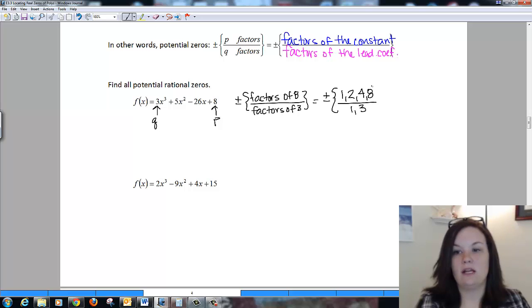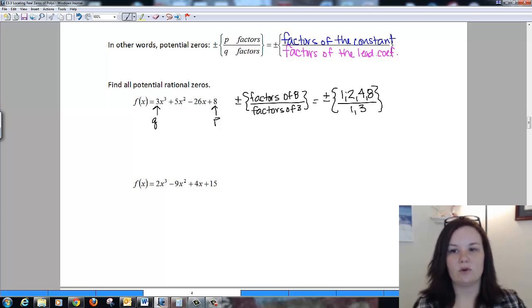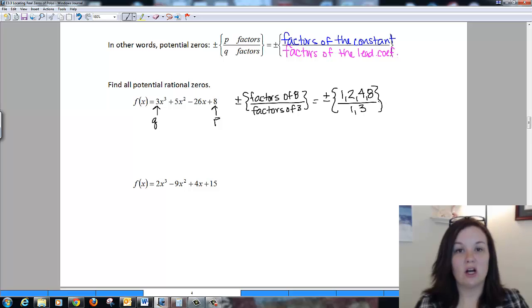1 goes into 3, 3 goes into 3. Okay, so now that we have it written out like this, what I want to actually do is go ahead and write out all the possible ones. I don't want to leave it in this form. I'm going to take every factor on top and divide it by every factor on bottom.